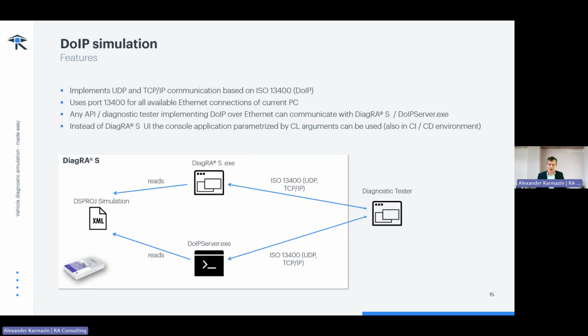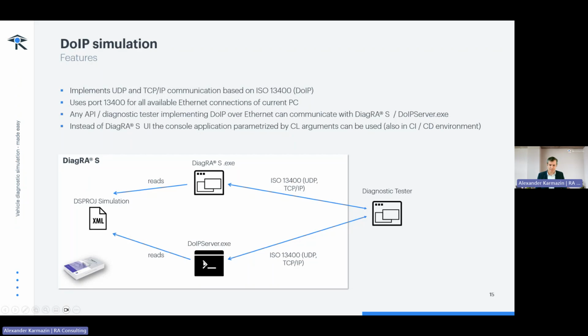So we are listening to all networks available on the PC and to whatever is allowed by the firewall. And all requests for port 13400 for UDP and TCP will be processed by the tool and will be answered back to the tester. And the same works also with a command line tool, which is delivered together with DiagRA S.